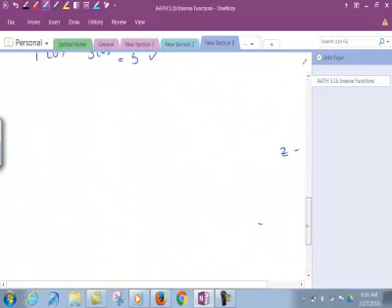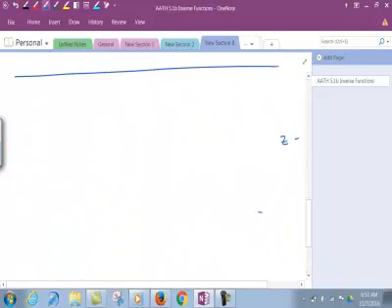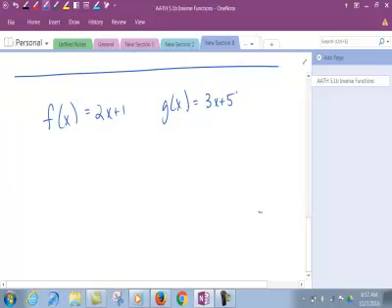All right, great. So the last thing I want to talk about is something brand new, which is called composition of functions. And we're going to look at composition of functions specifically that are inverses of each other. So for an example up on the board, I'm going to give you two functions: f of x is equal to 2x plus 1, and g of x is equal to 3x plus 5.